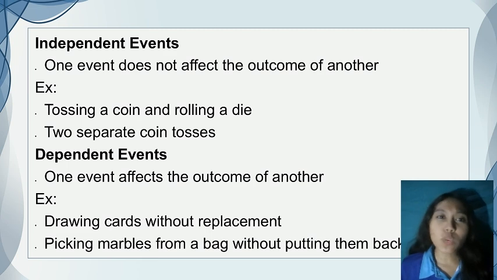You can answer this question. Which of the following is an example of dependent events? A, rolling a die twice. B, flipping a coin and spinning a spinner. C, picking a name out of a hat and then picking another name without putting the first one back. D, choosing a number between 1 and 10, then choosing another number between 1 and 10.